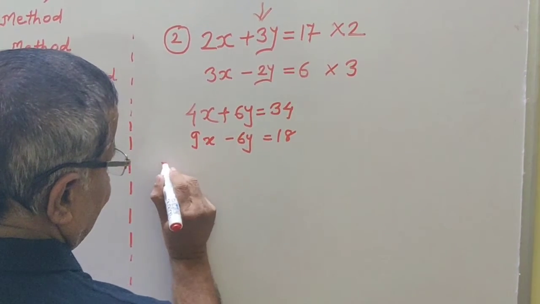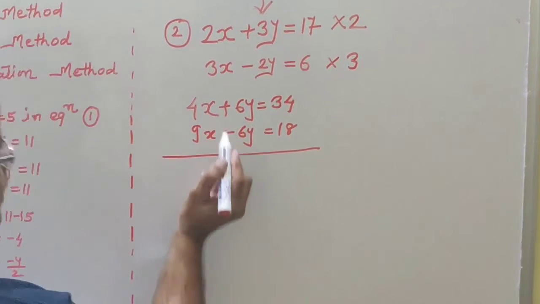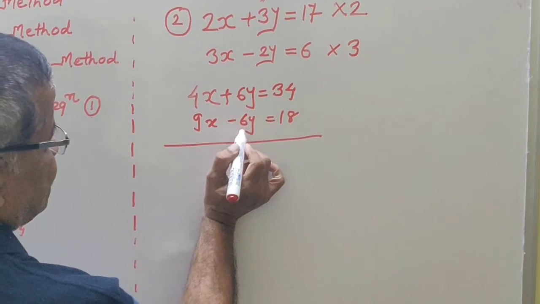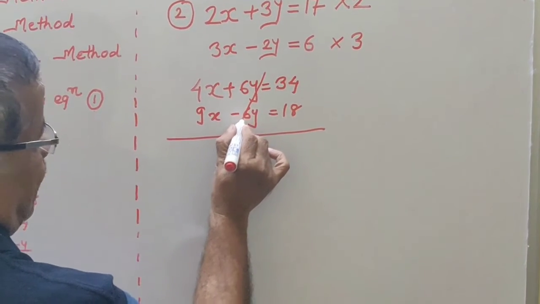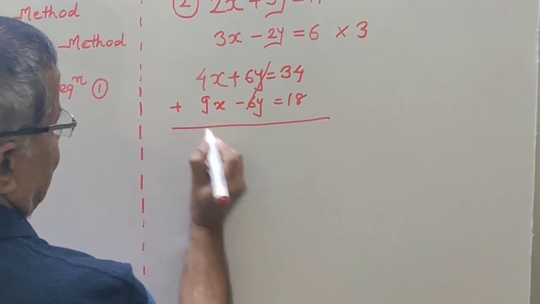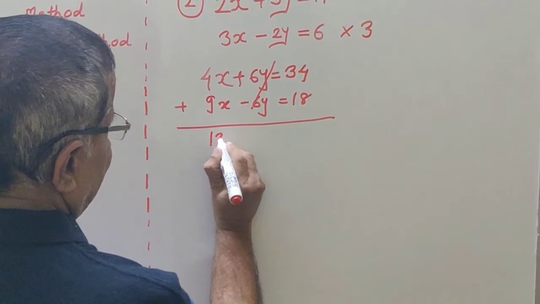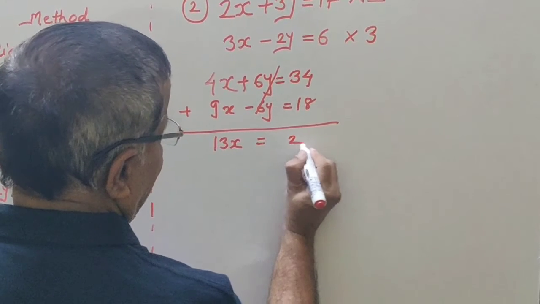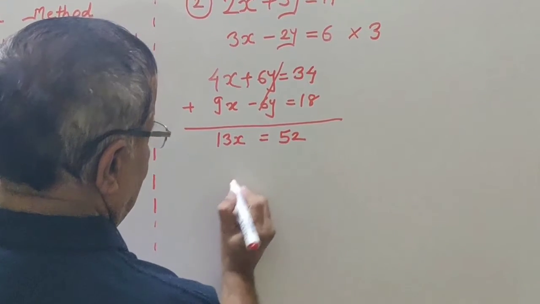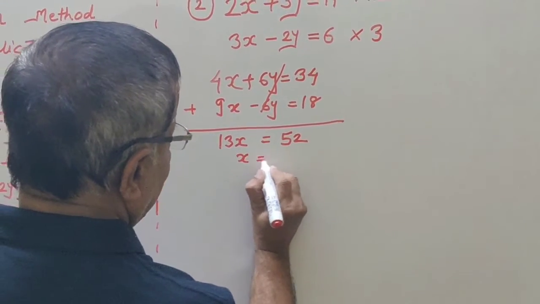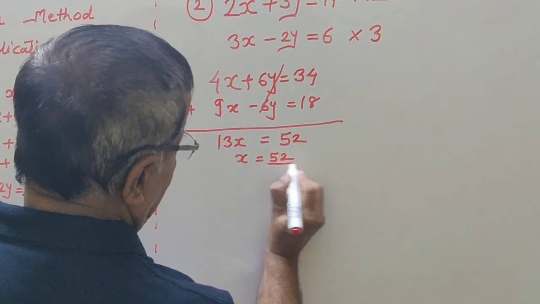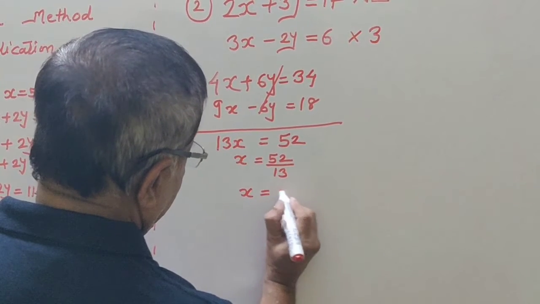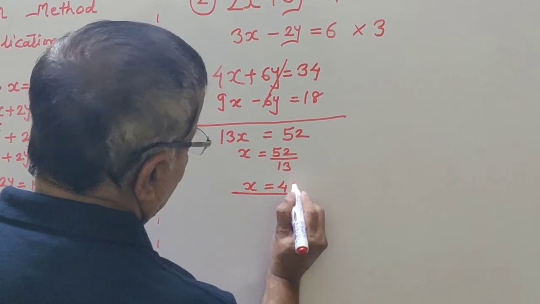So in this problem, plus 6y and minus 6y are of opposite signs, so we can cancel them. That means you have to add. So what will come here is 13x is equal to 52. Now x is equal to 52 upon 13. So 13 times 4 is 52. So I will get the value of x is equal to 4.